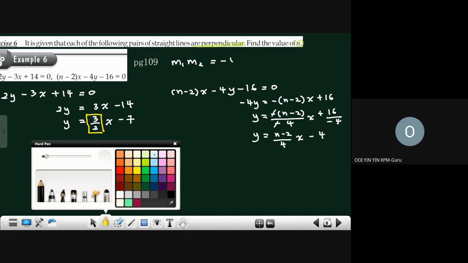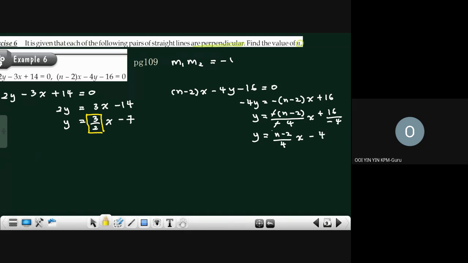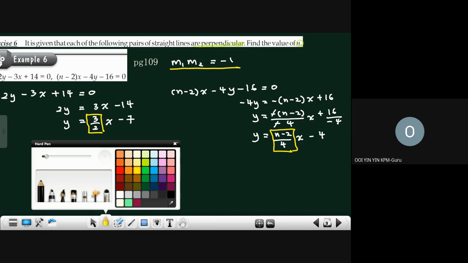Out of all these, what we want is just the gradient. And how do we connect these two gradients? Remember this one: multiplied, they will become negative 1. So to find your n, we do it this way.